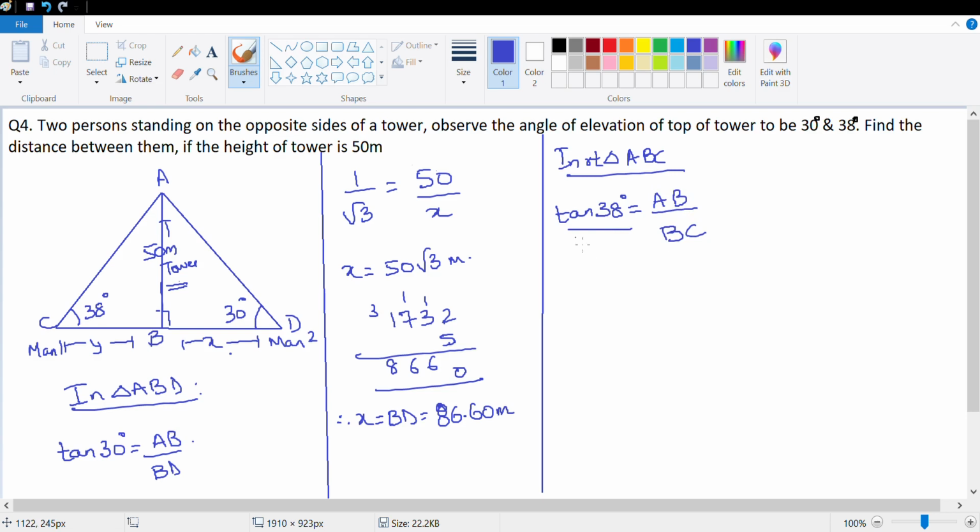Tan 38, let me refer to the log table. Tan 38 as per the log table is 0.7813, which will be equal to AB, which is 50, upon BC, which is Y, which we need to calculate. Which means Y will be equal to 50 upon 0.7813.